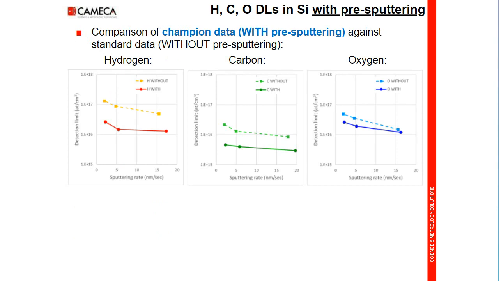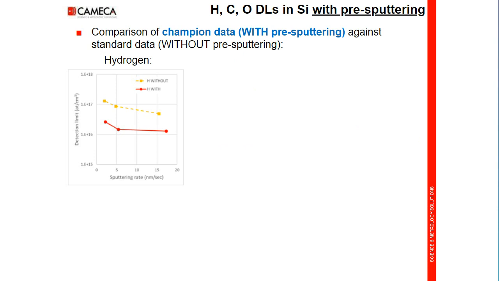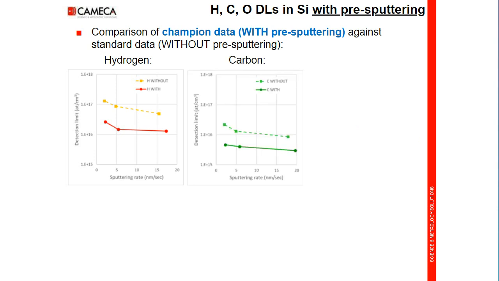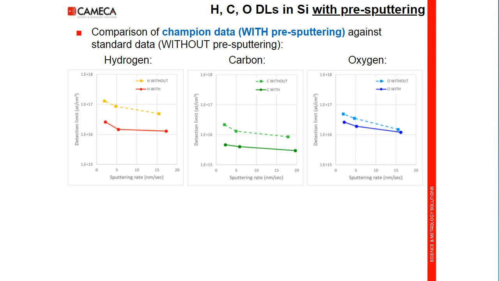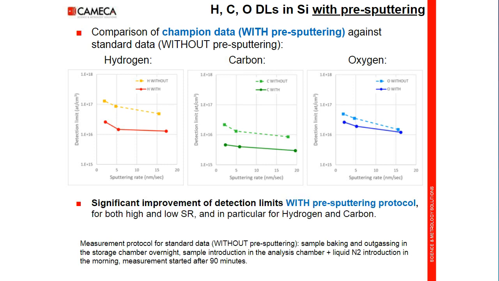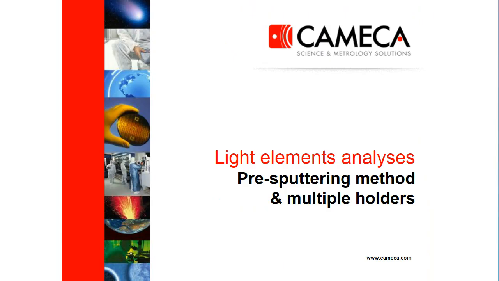We compare here the champion data obtained with pre-sputtering against the standard data obtained without pre-sputtering for hydrogen, carbon, and oxygen. Data show that there is a significant improvement of detection limits with the pre-sputtering protocol independently of the sputter rate, and in particular for hydrogen and carbon. The effect is less pronounced for oxygen.